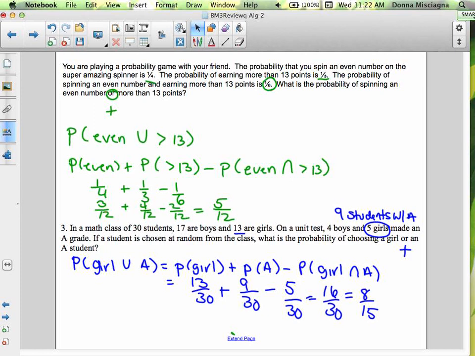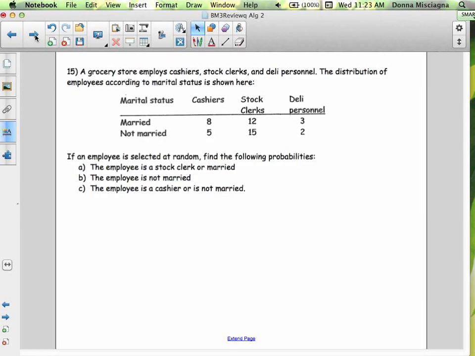All right, let's go on to the next one. See how many more I have. I don't think I have too many more probability questions.